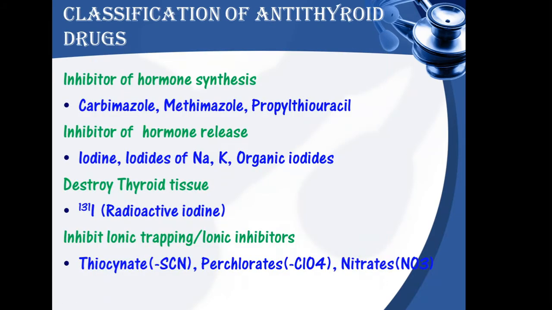So the antithyroid drugs include the following classification. That is the inhibitors of hormone synthesis. Examples are carbimazole, methimazole, propylthiouracil. Inhibitors of hormone release, that is iodine, iodides of sodium and potassium, and other organic iodides. Destroying of the thyroid tissue by radioactive iodine. Inhibit iodide trapping, ionic inhibitors. Examples are thiocyanate, perchlorates, nitrates, etc.